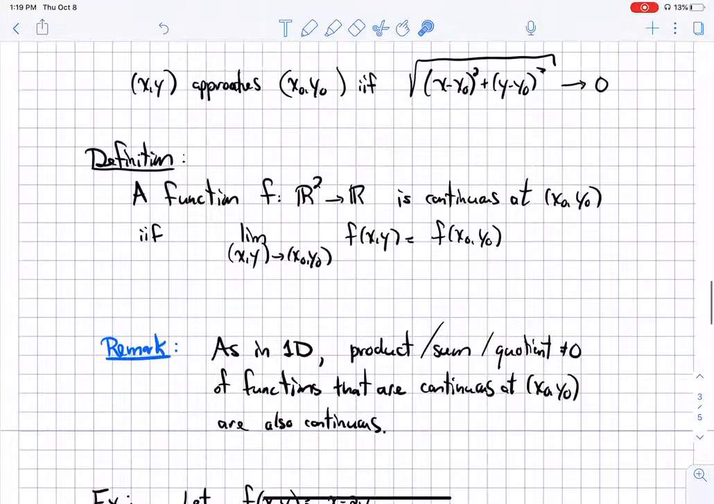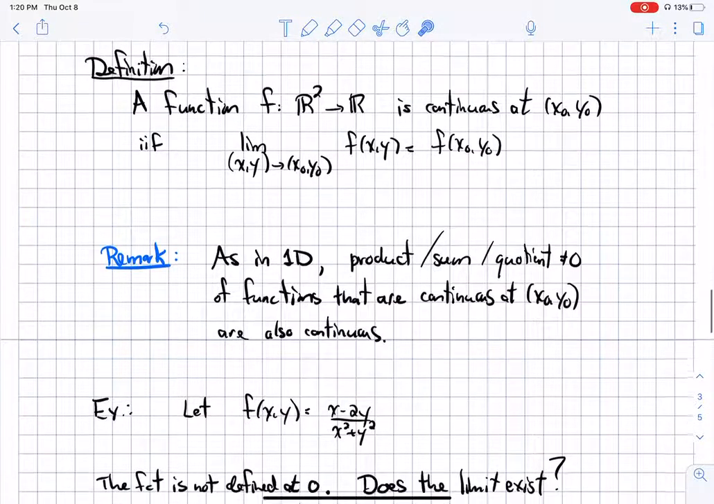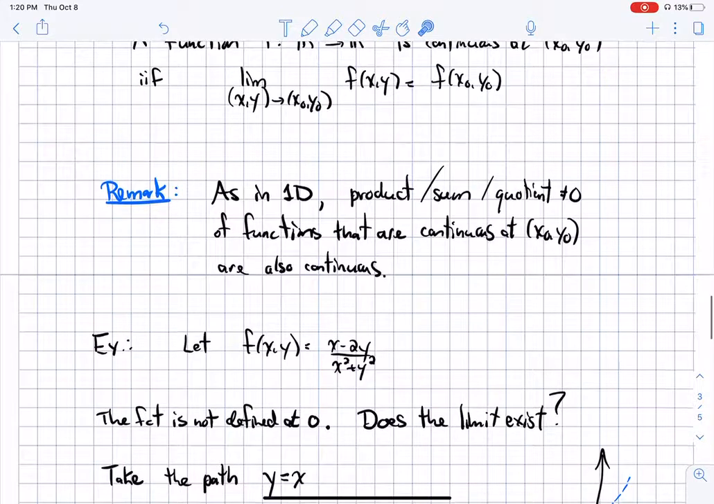Now let's appreciate how tricky it is to approach a point. And here's a good example, and we'll do more in class. Let's take the rational function x minus 2y divided by x squared plus y squared. This is a function of x, y, and obviously there's one point where it's not defined. So the domain of that function is the whole plane.